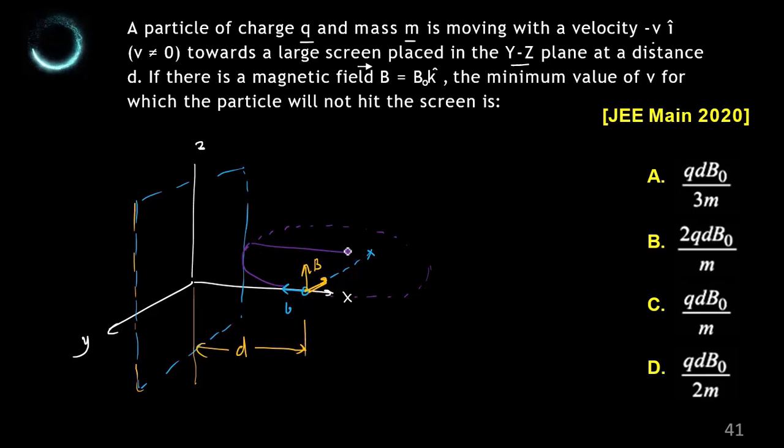So this should be the R value of the circle. What is R? R is D. So R should be equal to mv by qB. We are asked to calculate the velocity v. So v should be equal to how much? v should be equal to qBR by m.